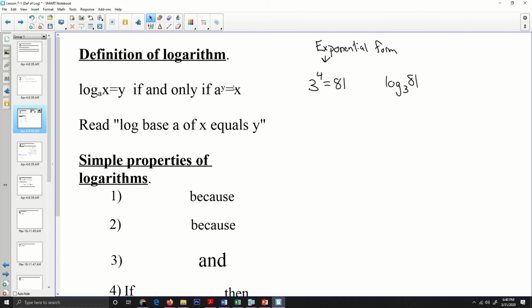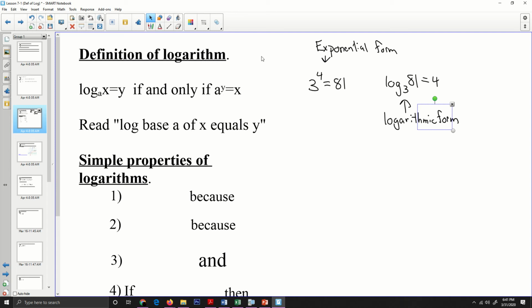And the y and that y match up, so the 4 has to go there, and this is the logarithmic form. And the way we read this expression is we read it log base a of x equals y.